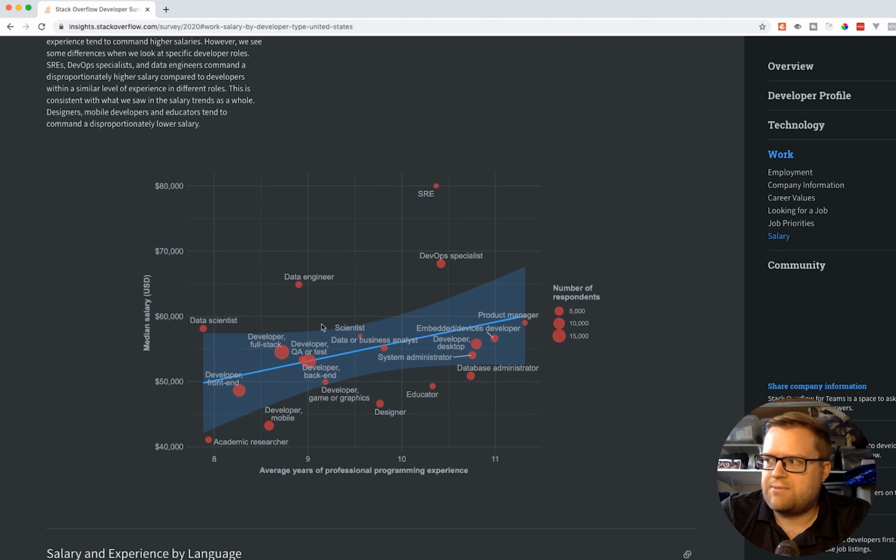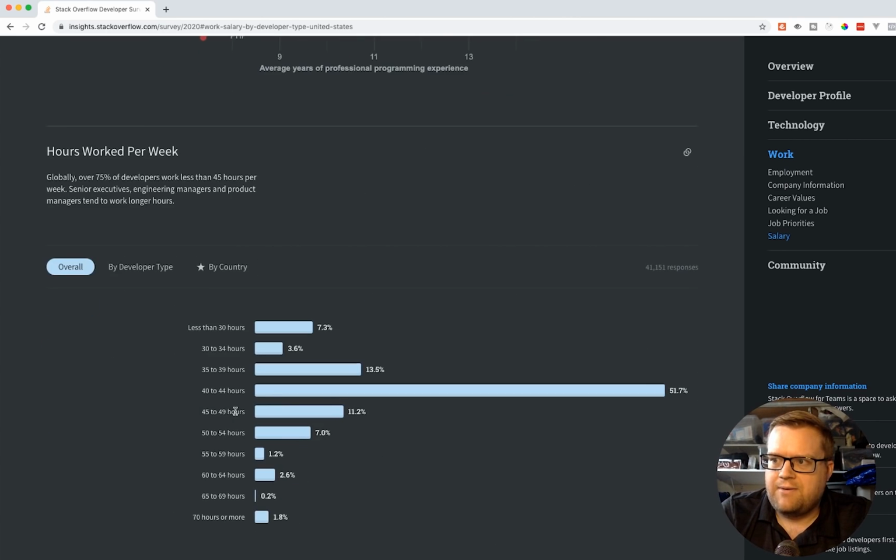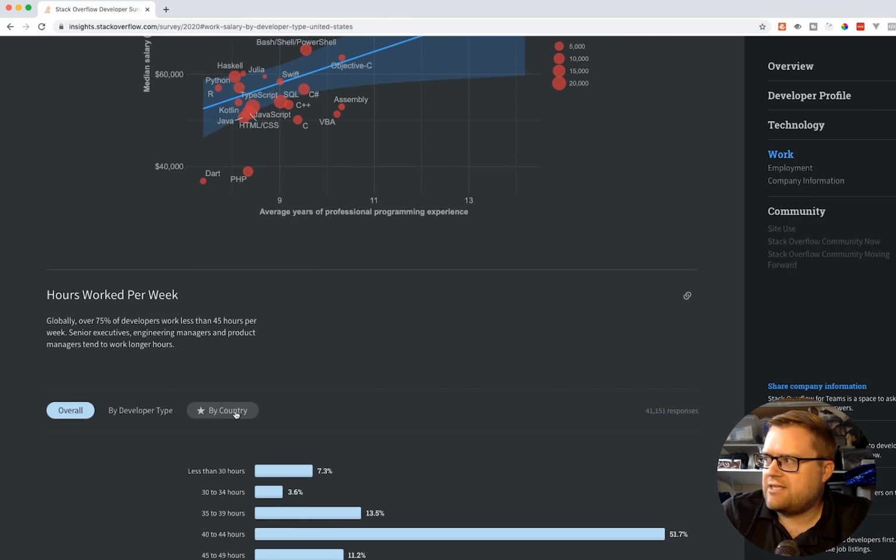And then salary by experience type, obviously as your salary goes up, it's probably correlated to the amount of years of experience. And you can see the people who get paid more, like Objective-C, Assembly, some of these, Scala, Rust, Go. HTML, CSS, and JavaScript usually get paid less, fortunately. And yeah, that's all I want to say on this.